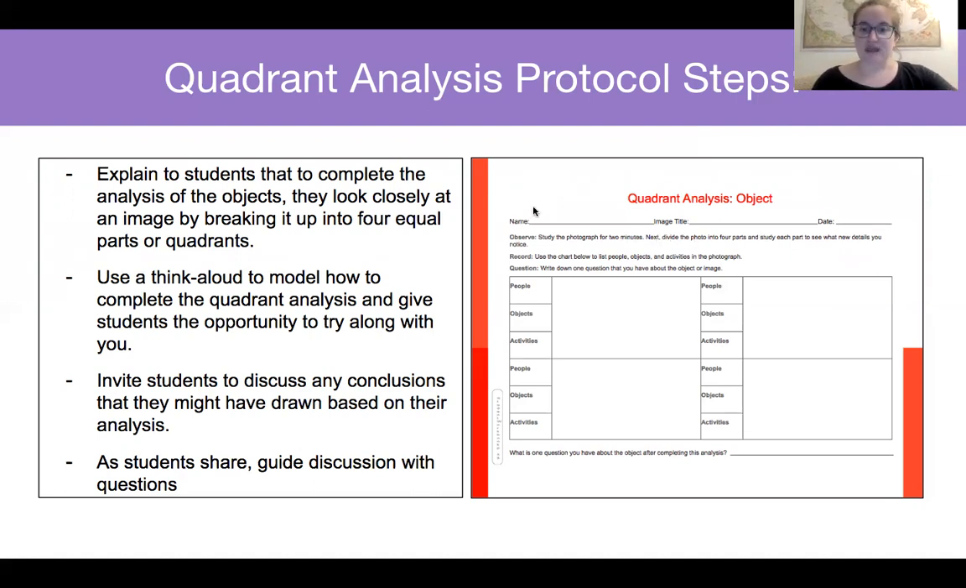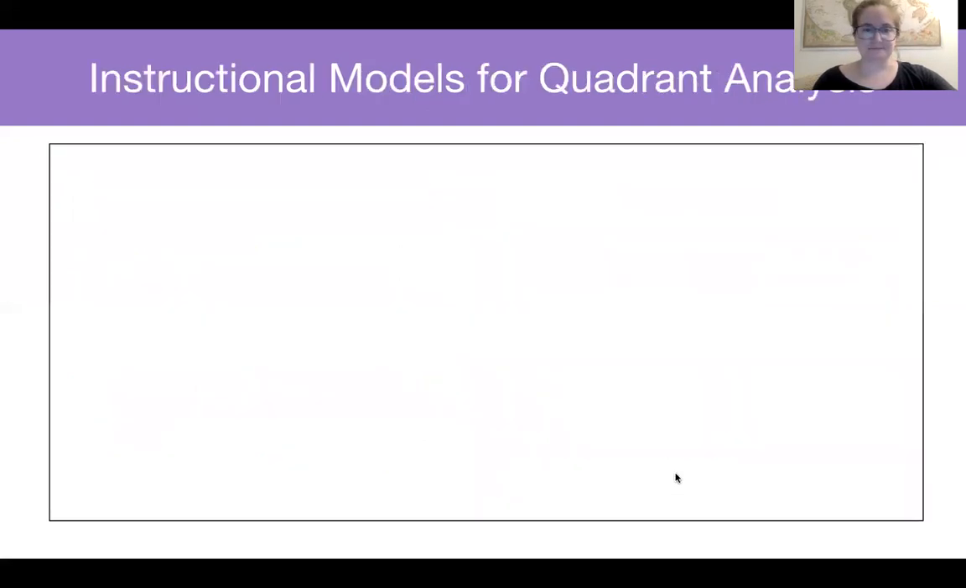There's also a great graphic organizer that you can find through the Teach Hub resources, where children will write down what they observe in each quadrant after they've studied it in its 4 parts. And they'll write down the people, the objects, the activities, and then think about questions they might have after analyzing.